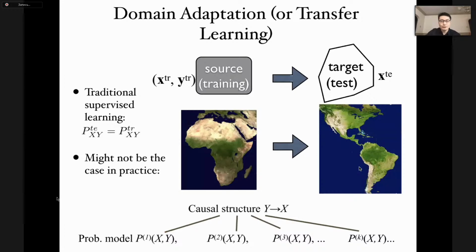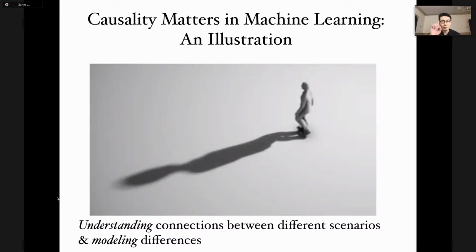And regarding domain adaptation, I don't have time to talk about the details, but I just want to give you a simple illustration of why we care about causality, even if our goal is to do machine learning. If you do machine learning in the IID case, you can forget about causality. But in many cases, we have distribution shift. We have different sets of variables, and so on. Then we have to care about causality.